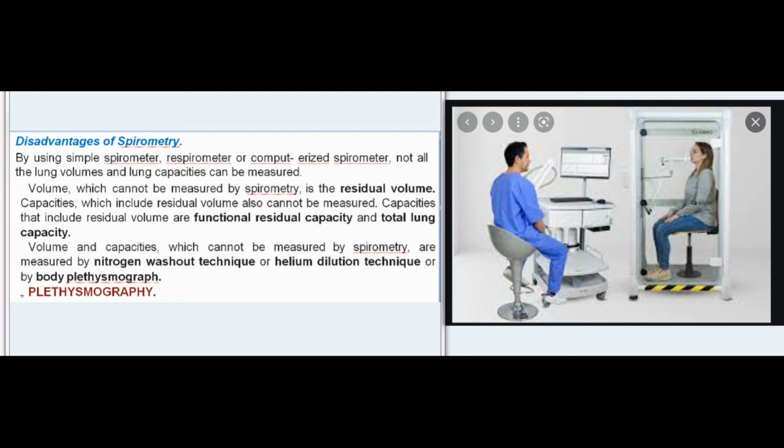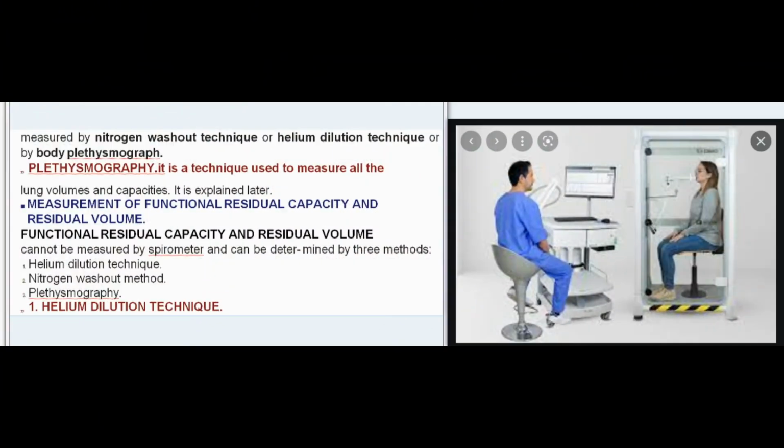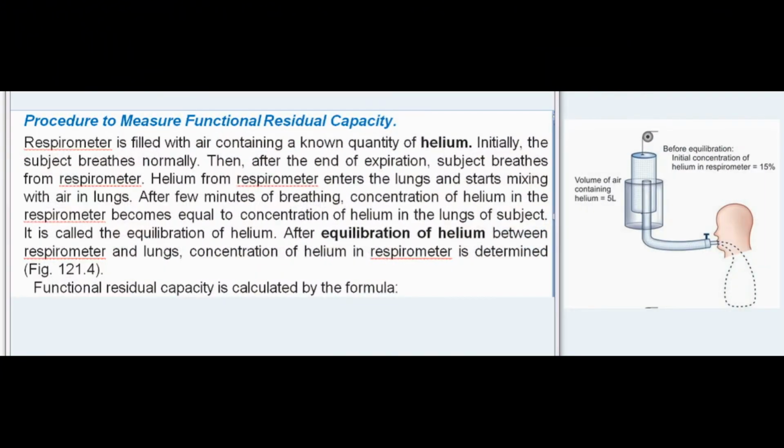Plethysmography. It is a technique used to measure all the lung volumes and capacities. It is explained later. Measurement of functional residual capacity and residual volume. Functional residual capacity and residual volume cannot be measured by spirometer and can be determined by three methods: helium dilution technique, nitrogen washout method, plethysmography.